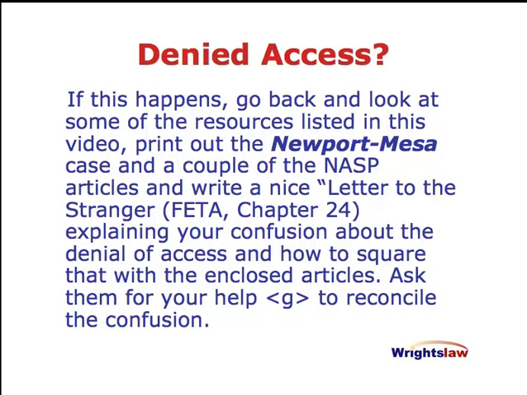So let's assume that you are denied access. Then if that happens, go back and look at some of the resources in this video. Print out the Newport Mesa case and a couple of the National Association of School Psychologists articles, and then write a nice letter to the stranger. That's chapter 24 in our From Emotions to Advocacy book, explaining your confusion about how you're being denied access and how these articles that you have seem to say something else, and you're really confused and you'd like their help in reconciling it, because if your understanding is correct, they're telling you that you do not have the right of access, and you're afraid you must be mistaken, and so forth.